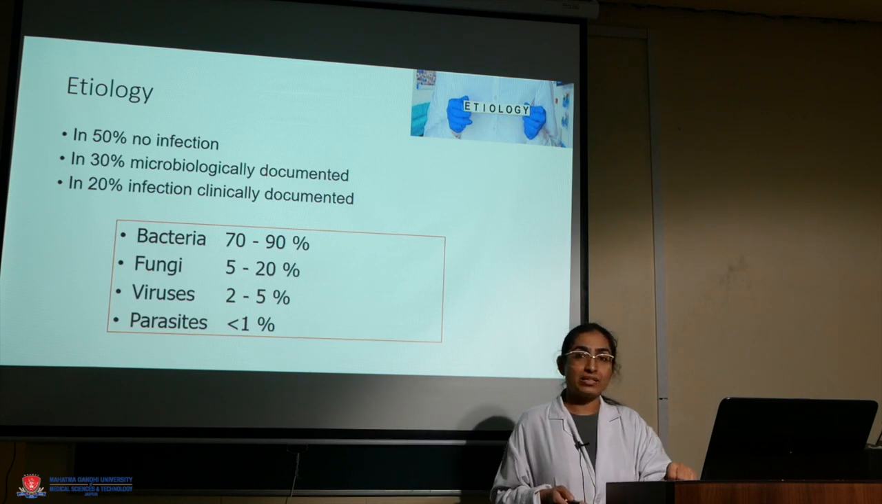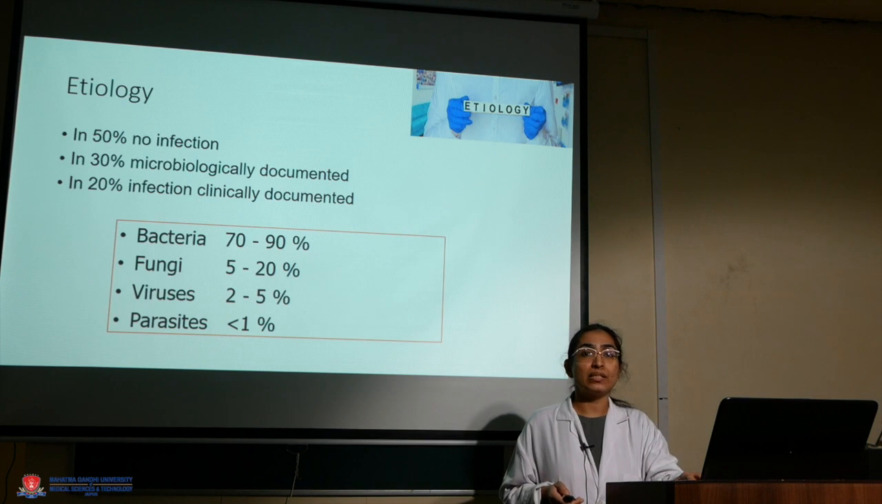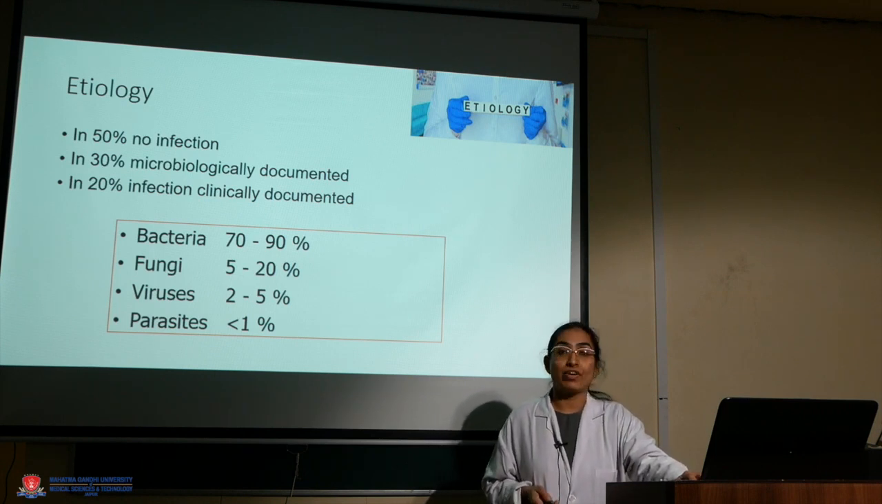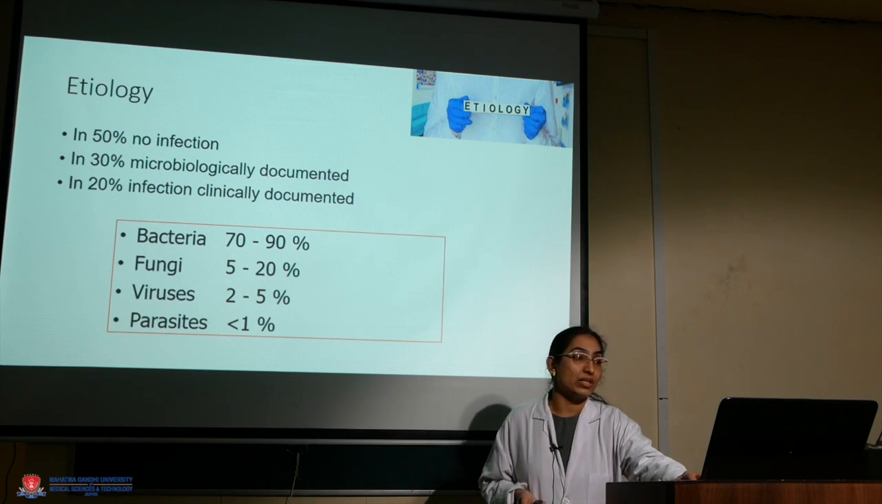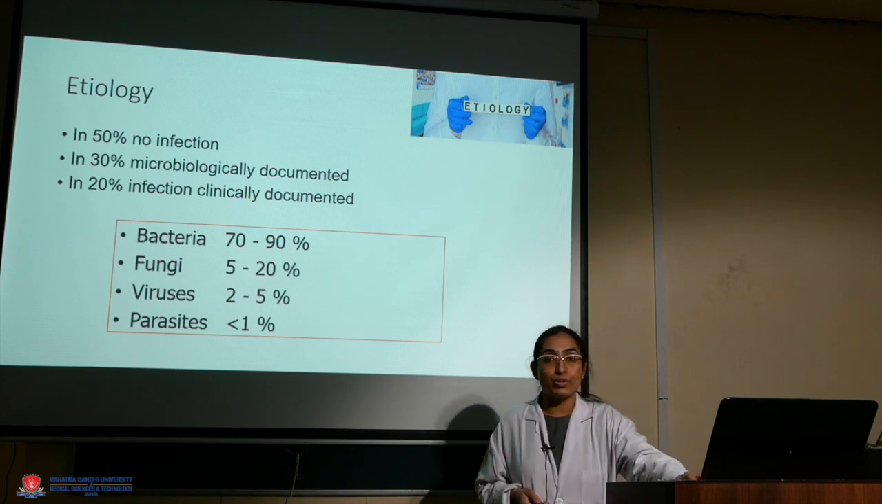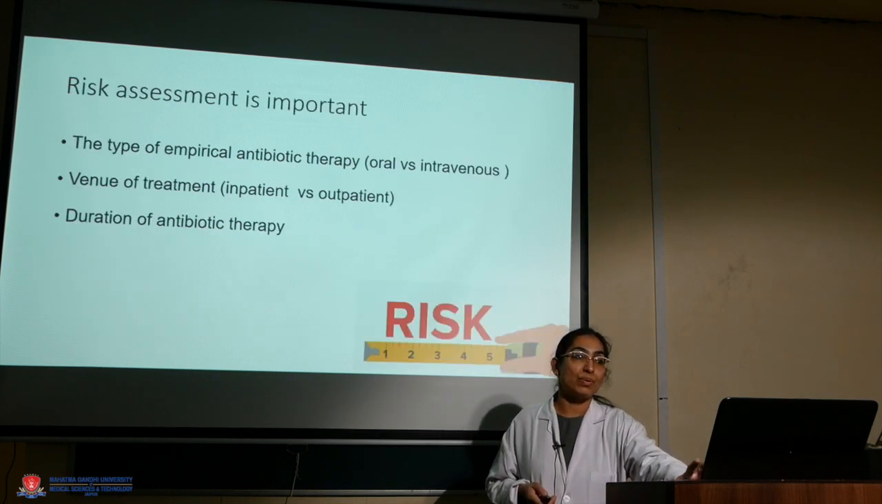In 50% of cases, when we send a blood culture, we do not find any infection. Only 30% are microbiologically documented, and 20% of the infections are clinically documented. So out of these, bacteria are 70 to 90%, fungi are 5 to 20%, viruses 2 to 5%, and parasites are less than 1%.